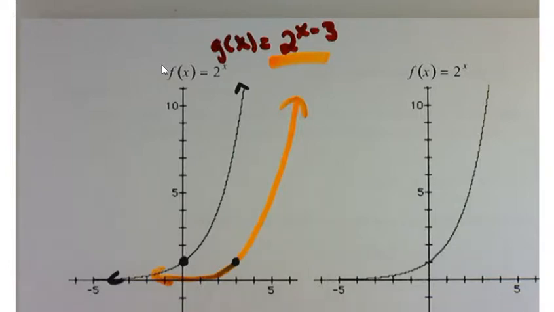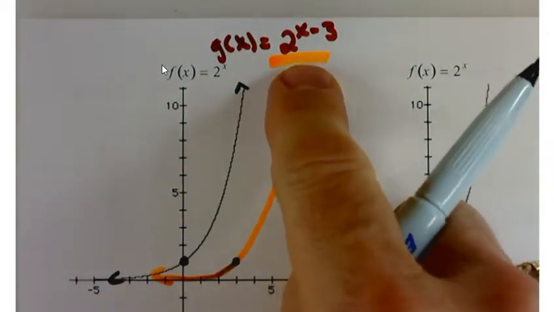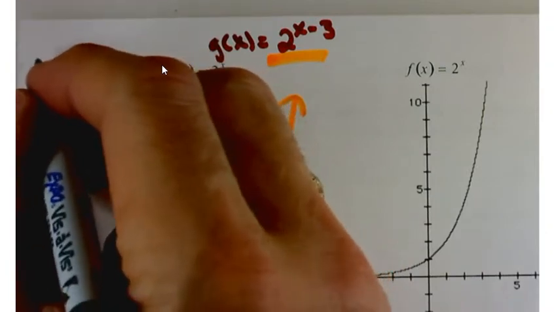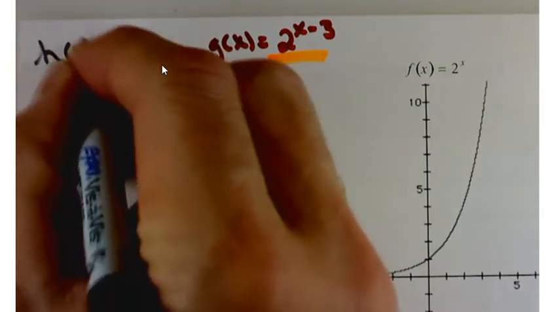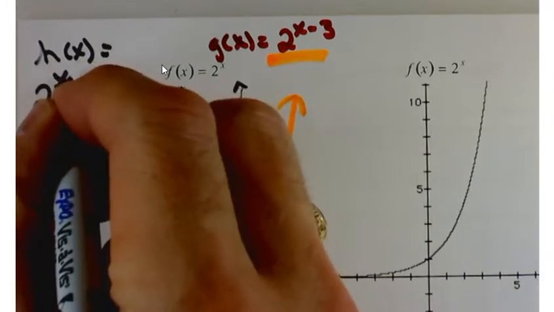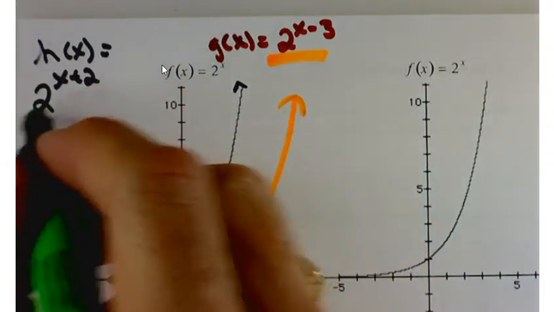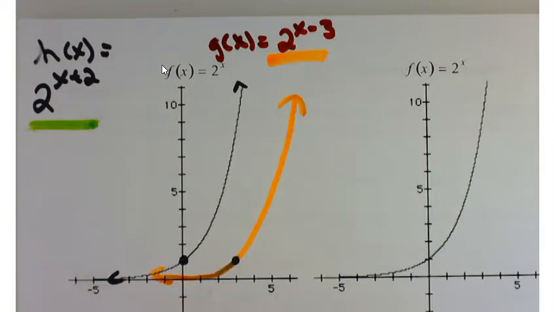Let's try another graph. Are there any comments or thoughts on this one first? So let's take a look at h of x equals 2 to the x plus 2, and graph this one and see what this is going to look like. So, any predictions? What's the plus 2 in the exponent going to do to our graph? Good. Shift it to the left by 2.